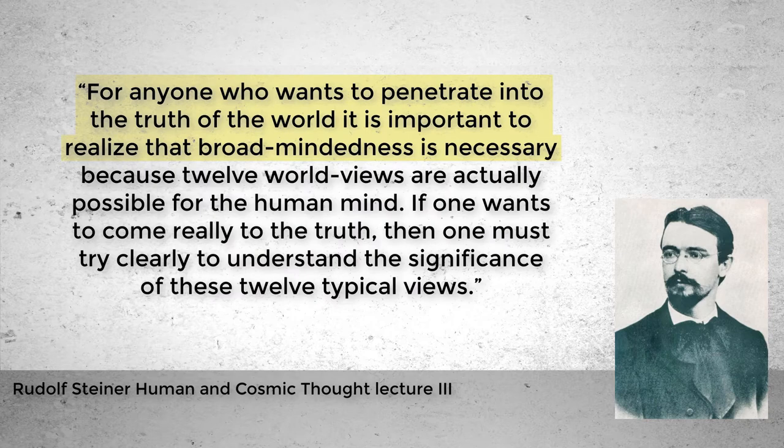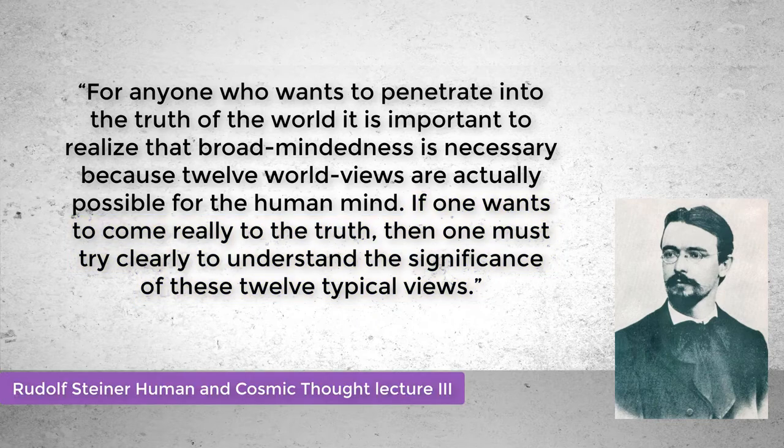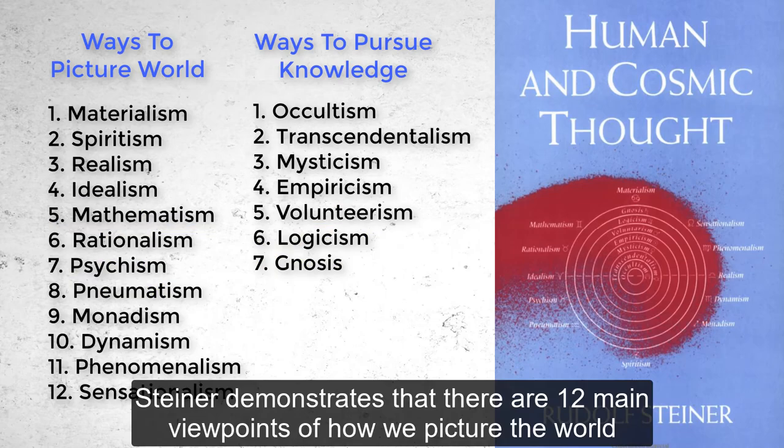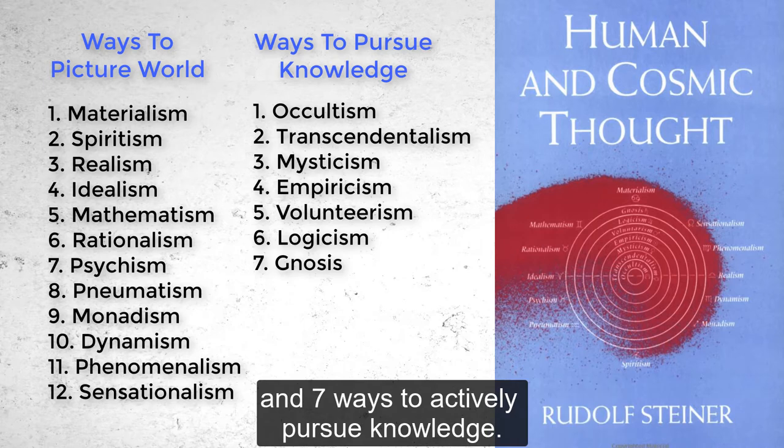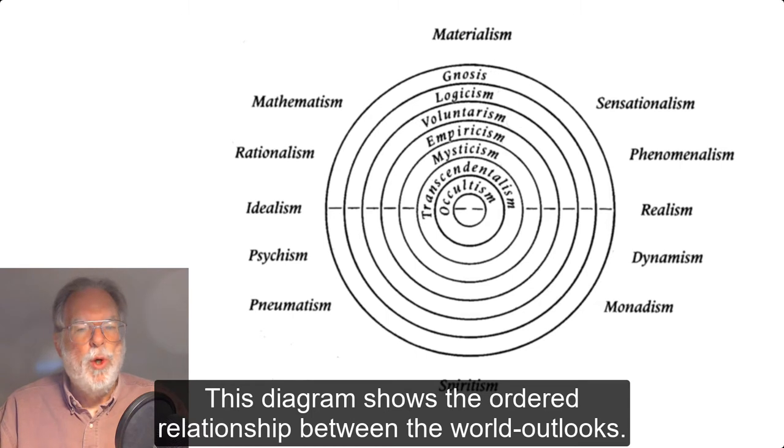For anyone who wants to penetrate into the truth of the world, it is important to realize that broad-mindedness is necessary because 12 worldviews are actually possible for the human mind. If one wants to come really to the truth, then one must try clearly to understand the significance of these 12 typical views. This last quote is from Human and Cosmic Thought. Steiner demonstrates that there are 12 main viewpoints of how we picture the world, and 7 ways to actively pursue knowledge. This diagram shows the ordered relationship between the world outlooks.